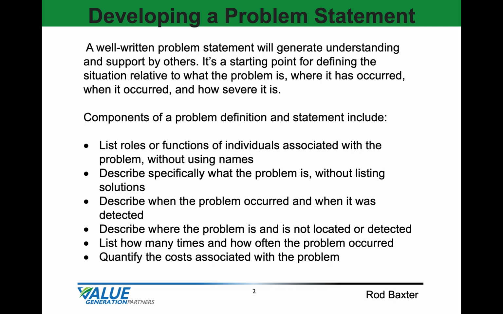It's actually the starting point for defining the situation relative to what the problem is, where it's occurred, when it's occurred, and how severe it is. So the components of a good problem statement include listing the roles or functions of individuals associated with the problem, but never use names. Describe specifically what the problem is without listing a solution. Describe when the problem occurred and when it was detected. Describe where the problem is and is not located or detected, and list how many times and how often the problem has occurred. Quantify the costs associated with the problem.